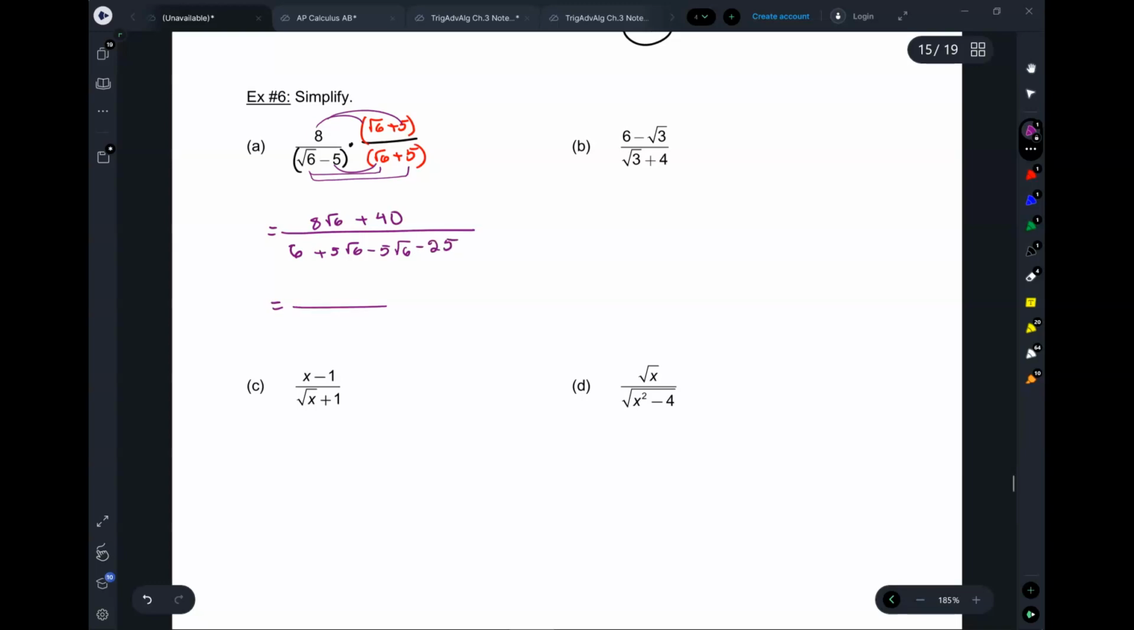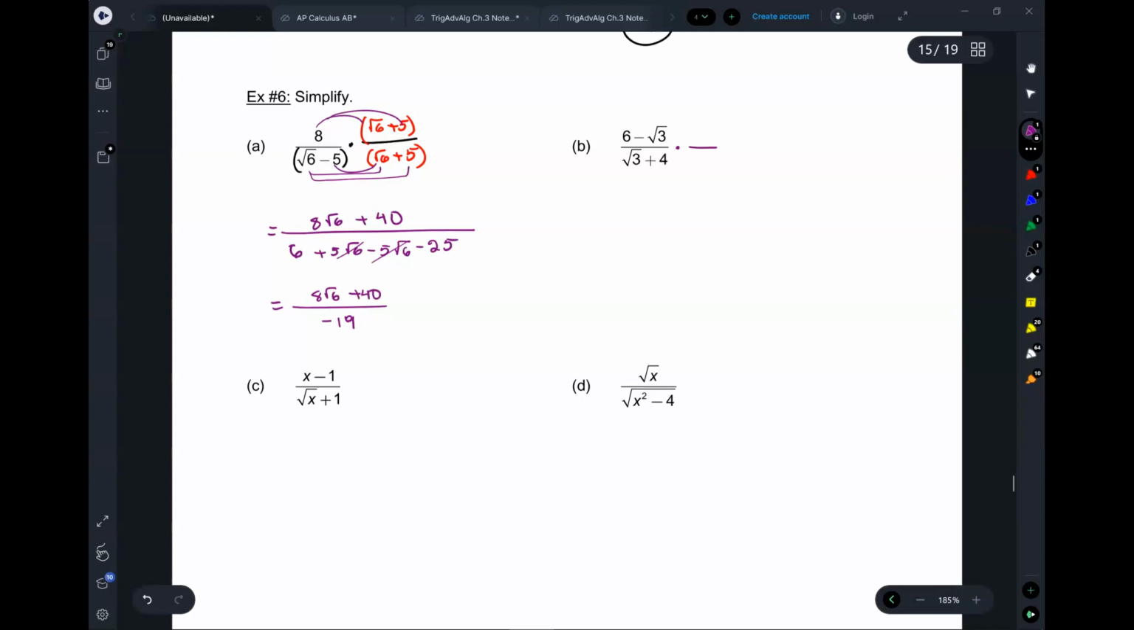So I have 8 root 6 plus 40. These go away. 6 minus 25 is how many? Negative 19. And you can leave it like this. You don't have to separate them like we did with the imaginary numbers. Will the two middle terms of the FOILing always go away? Yes. And now we're going to use that to our advantage when we're doing the next one.